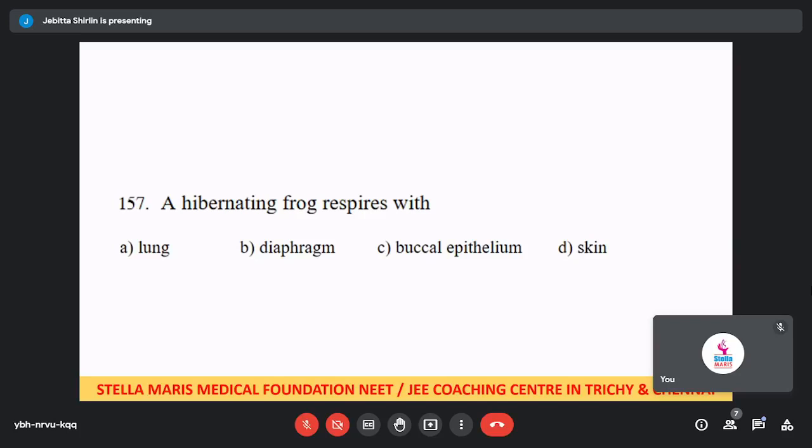So don't forget all this. Hibernation is winter sleep, that is during extreme cold, and aestivation is just the reversal of that. It is summer sleep, which is during extreme summer. Moving to the next question.